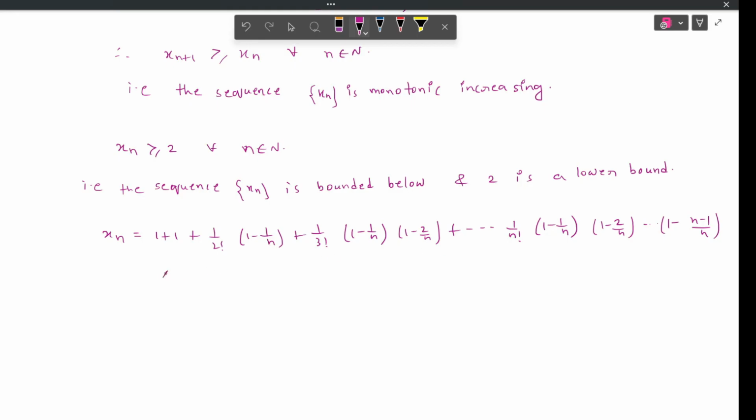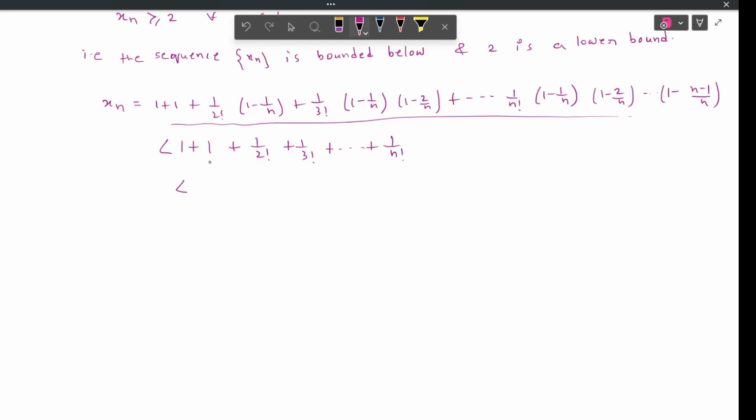This is less than, we can say, 1 plus 1 plus 1 by 2 factorial plus 1 by 3 factorial up to 1 by n factorial. This whole thing is less than this, right? Because 1 subtracted with something will be a less value. So this thing is always less than, if we omit 1 minus 1 by n, 1 minus 2 by n, all these terms. So this whole thing is less than this thing, right?